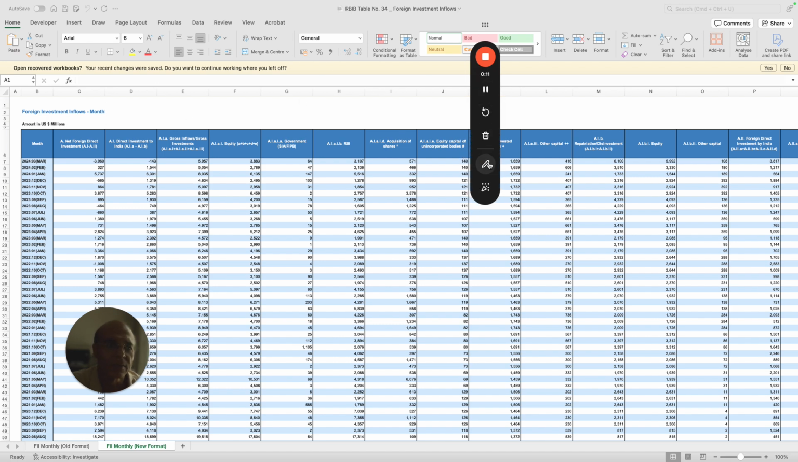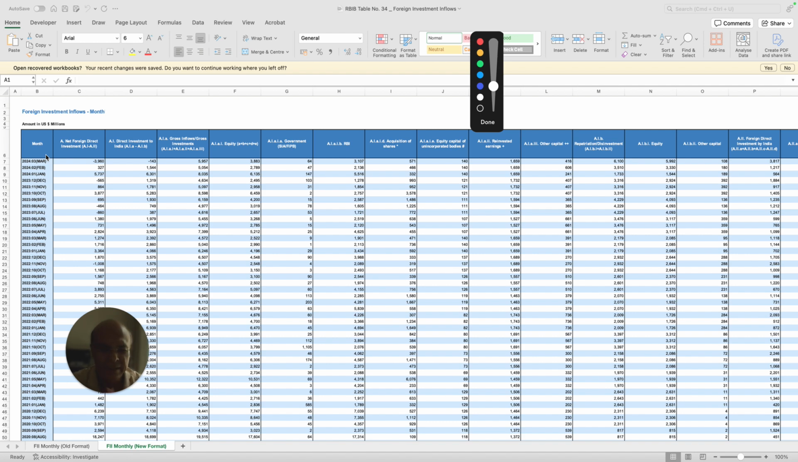Just a couple of days back, RBI has come out with this table, which is foreign direct investment inflows on a monthly basis. This number was released just a few days back, and the data that we have today is till March 2024. So you can say that the complete financial information regarding FDI is now available before us.